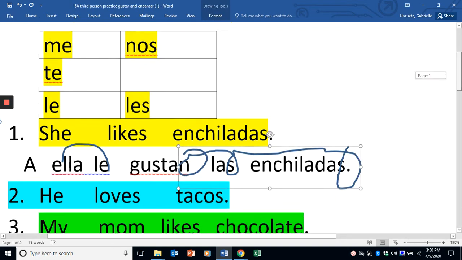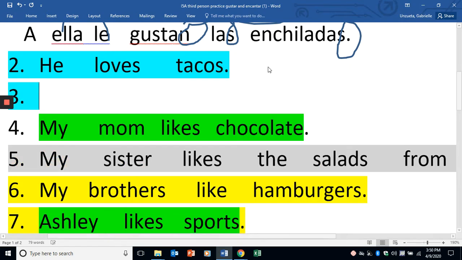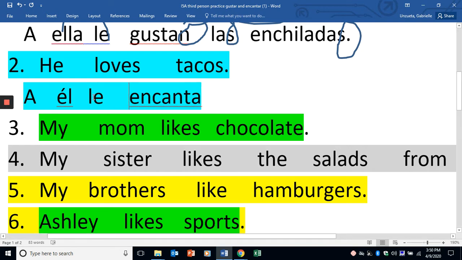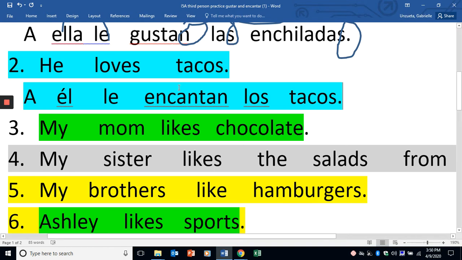Okay, super. Let's move on to he loves tacos. So now instead of likes, we're doing loves, still doing he. So a él, le again, because we're doing one guy. Le encanta or le encantan? What do you suppose? Let's look back at the tacos being plural, so then we know our answer is le encantan. Then we have to add a los. Do tacos please him?